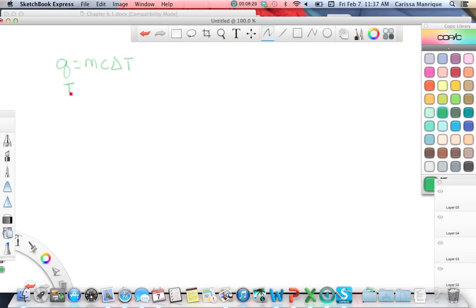We know the temperature initially was 25 degrees Celsius, and we're trying to warm it to 100 degrees Celsius. So here we can get the delta T. Remember, delta T is final minus initial. So if we put that in, that'd be 100 minus 25, which is 75 degrees Celsius. So we have delta T.